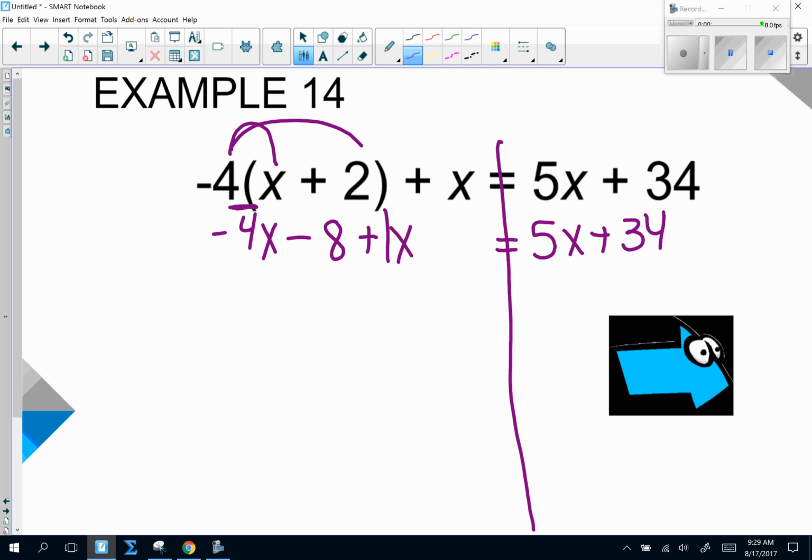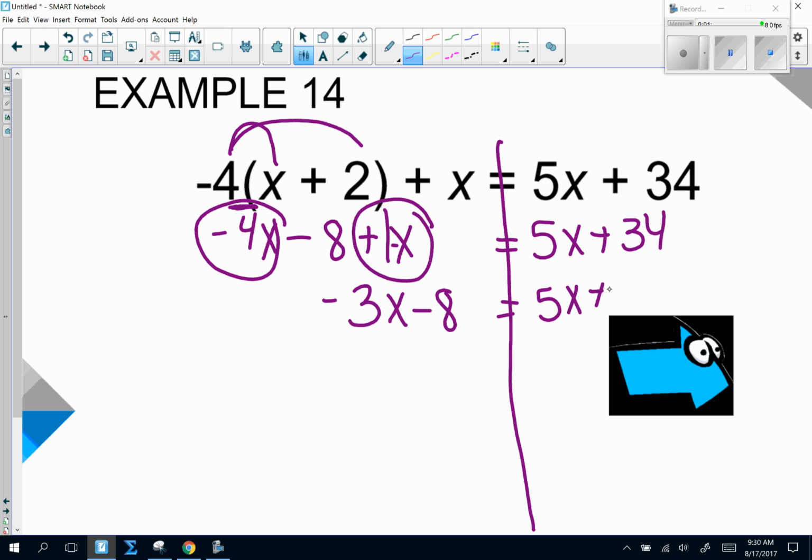Now I'm going to look for combining like terms. So remember, you can only do it on the same side of the equal sign. So I have to look on this side and see, is there anything that I can combine? Yes, I have a -4x and a positive 1x. So -4 plus 1 is -3x, and I'm bringing down the -8 is equal to, now, 5x plus 34. Those are not like terms, so I just bring them down.